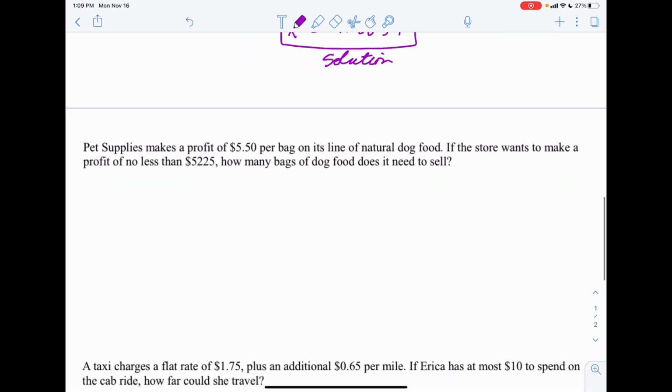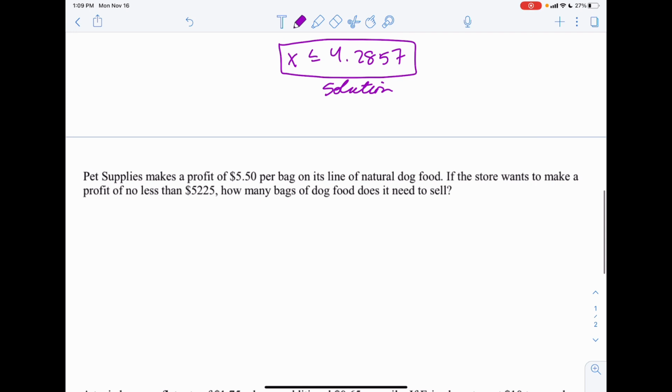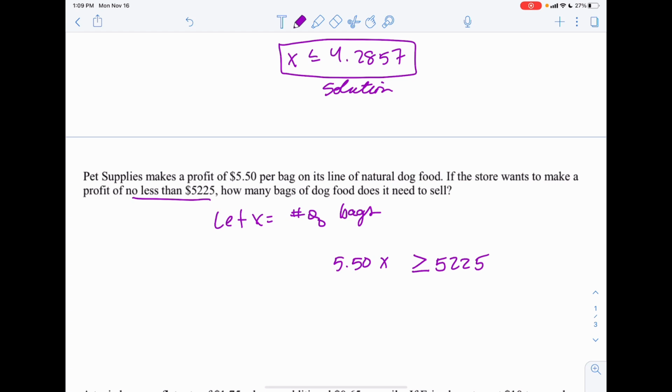Pet Supplies makes a profit of $5.50 per bag on its line of natural dog food. If the store wants to make a profit of no less than $5,225, how many bags of dog food does it need to sell? So let x equal number of bags. Remember, you can pause this and try it on your own if you want. We know it's no less than, which means greater than or equal to, because no less than means it can be this number, it could never be less than. It could be greater, it could be equal, but it could never be less than. We know it's $5.50 a bag, and there are x bags.